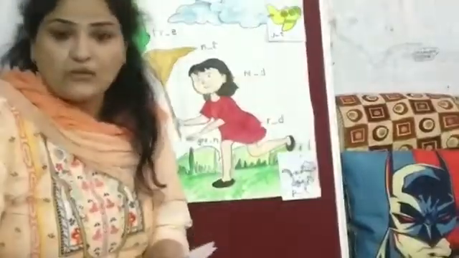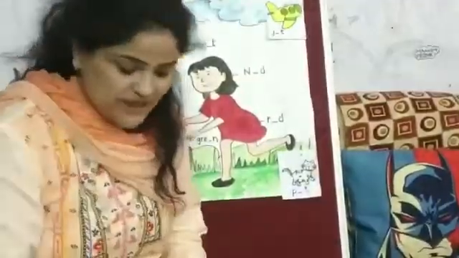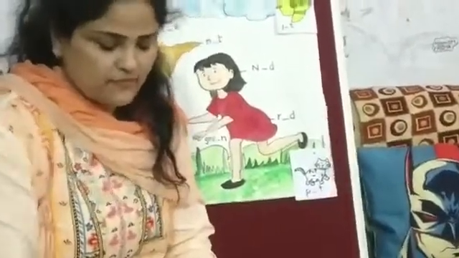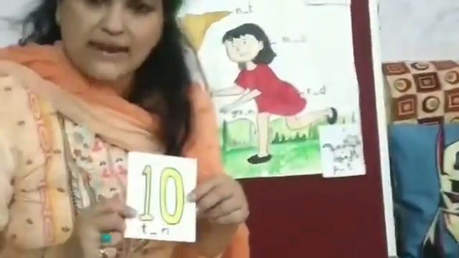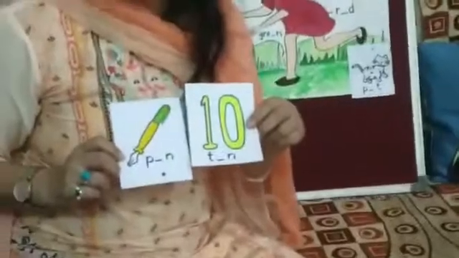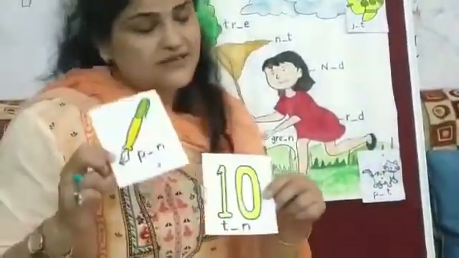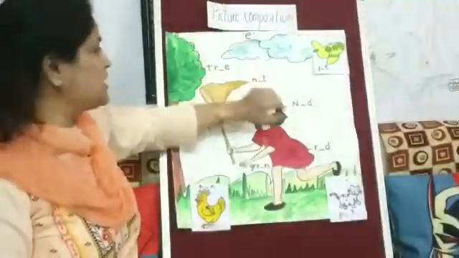Let's find out the rhyming words of these pictures. Can you read these words? Yes. Let's see. What is this? Ten. Which is a rhyming word for ten? Yes. Let's see. Pen. Pen. Ten is the rhyming word of pen, which has E sound words.